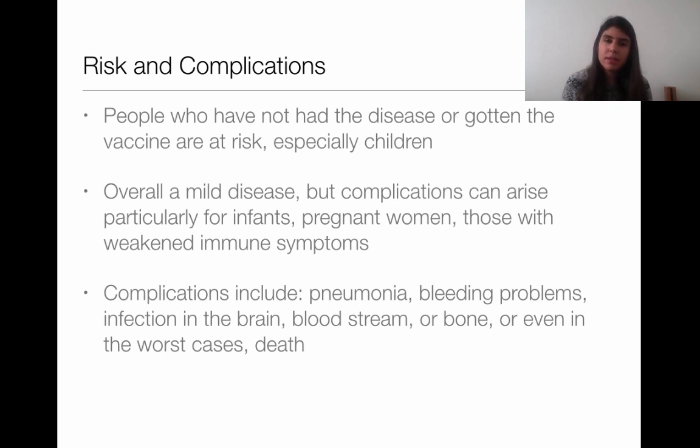And overall, it's a mild disease. You just basically get sick for 5 to 10 days and then it's over. But complications can arise, especially for infants, pregnant women, and those with weakened immune systems, such as HIV and AIDS. And some of these complications can include things like pneumonia, bleeding problems, and infection. And these infections can occur in places like the brain, the bloodstream, and the bone. And then this disease, even though it's rare, has been the cause of death for some people.